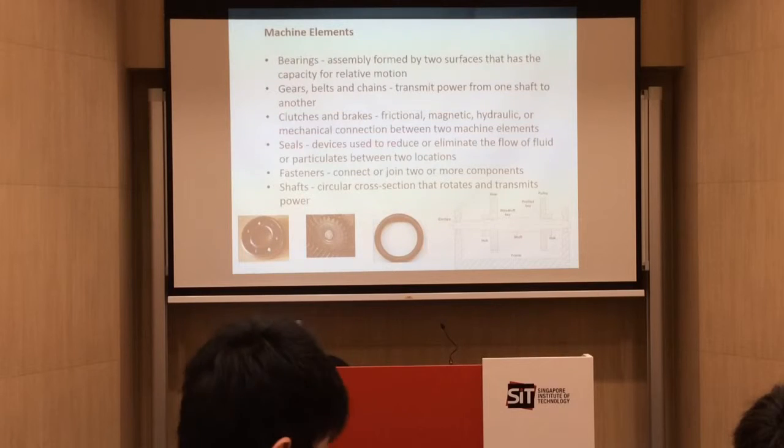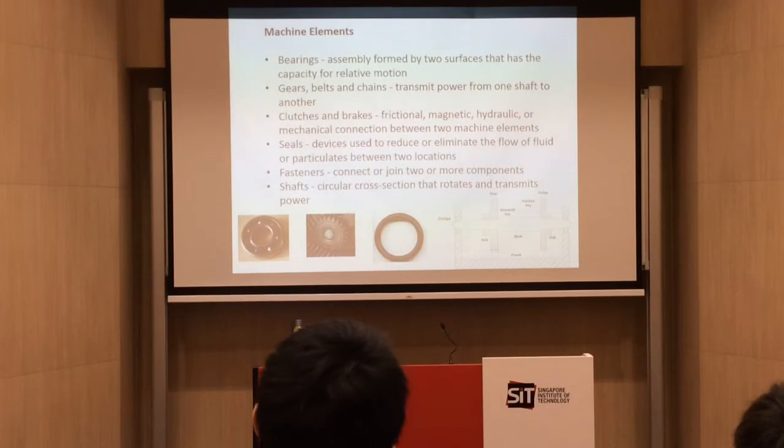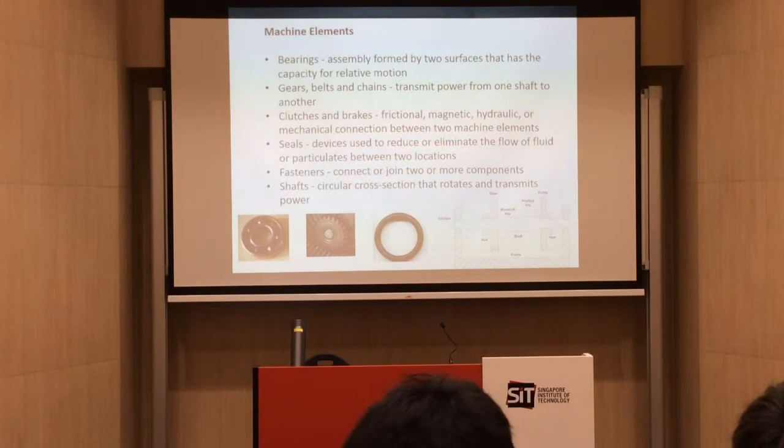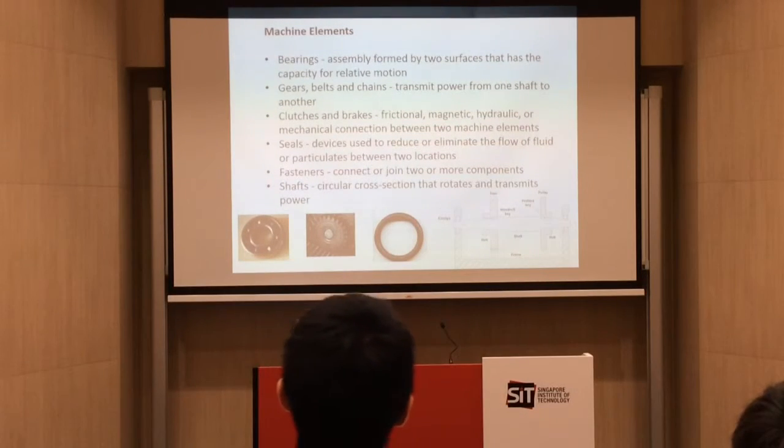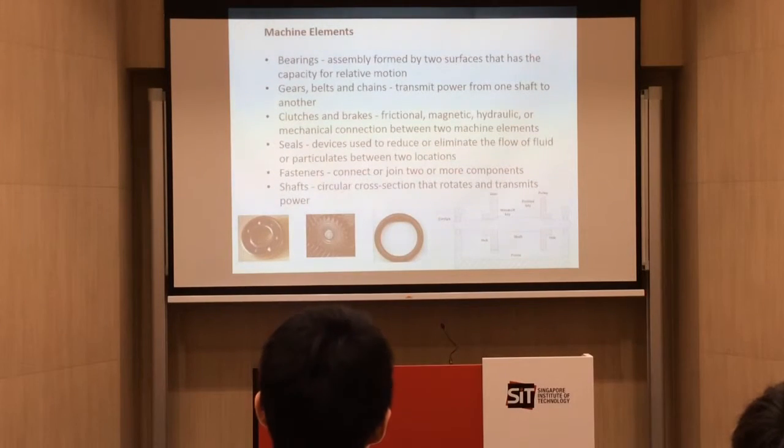When you use seals, you have fluids, so this allows you to reduce the flow of fluid from one part to another part. You also have fasteners, the screws and nuts and bolts, which connect together two different parts. And lastly, you have the shaft.